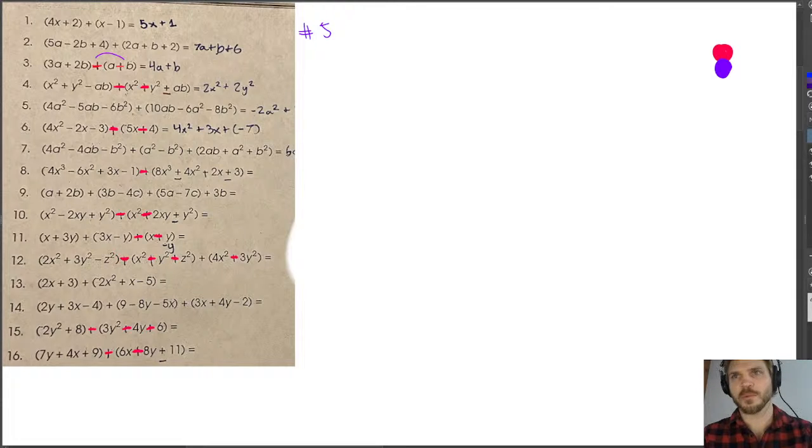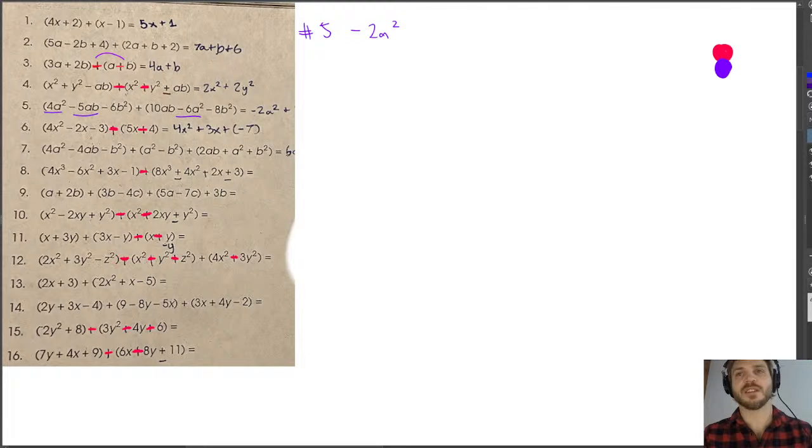And so number 5, there's a positive in here. So this is pretty straightforward. We're just going to collect like terms. So we got to do 4a squared plus, do we have any a squared? Minus 6a squared. So they're a little out of order. Okay, so 4a squared minus 6a squared is negative 2a squared.